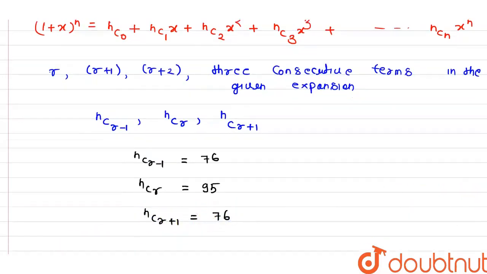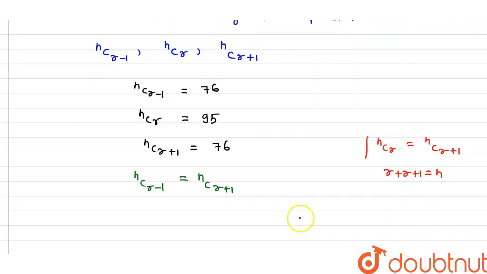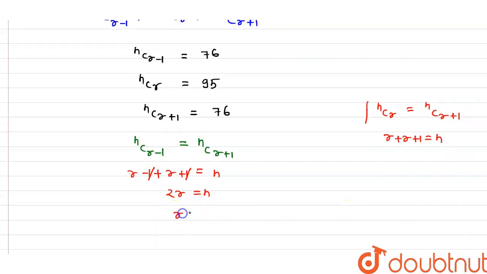So here, nC(r-1) is equal to nC(r+1). If nC(r-1) equals nC(r+1), then we can write (r - 1) + (r + 1) = n. The 1 cancels with 1, so 2r = n, then r = n/2.